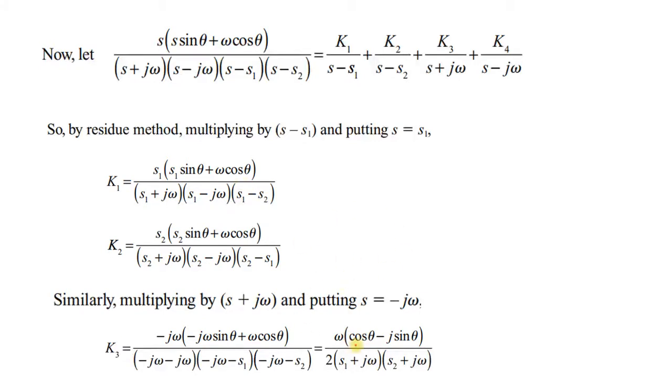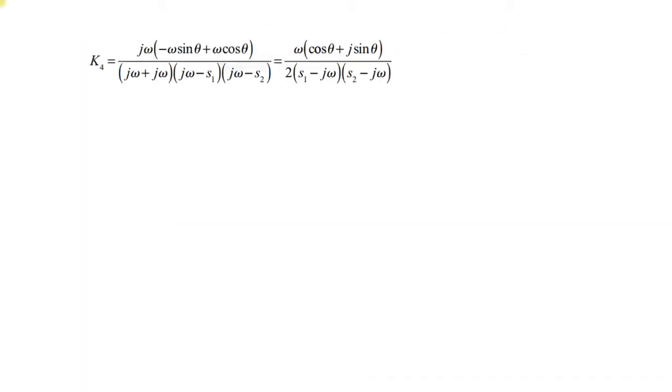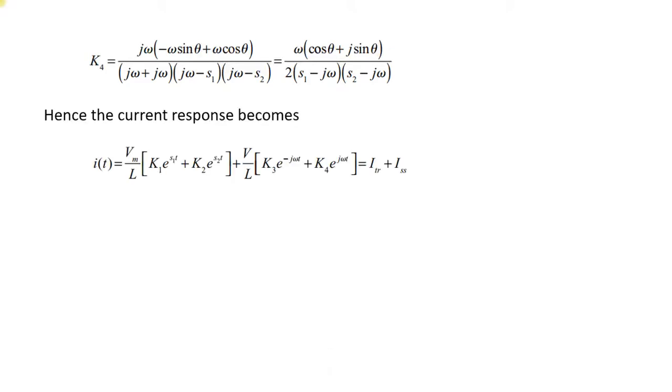Similarly, to find the value of k4, s is replaced by plus j omega, so that the other term is eliminated. This is the value of k4. Then we substitute k1, k2, k3 and k4 in the previous equation.